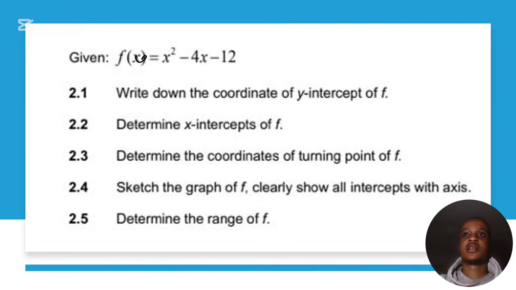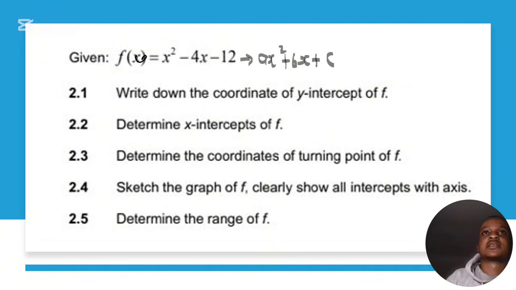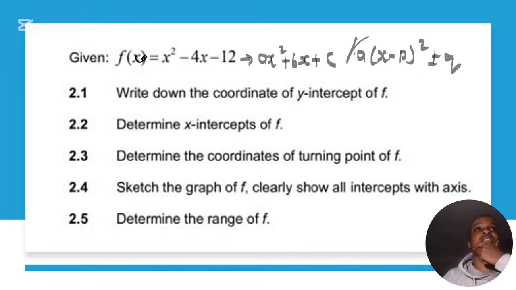Now we are given f of x is equal to x squared minus 4x minus 12, and we know that any function in the form of ax squared plus bx plus c, or in the form of a into (x minus p) squared plus or minus q, is a quadratic function, right?